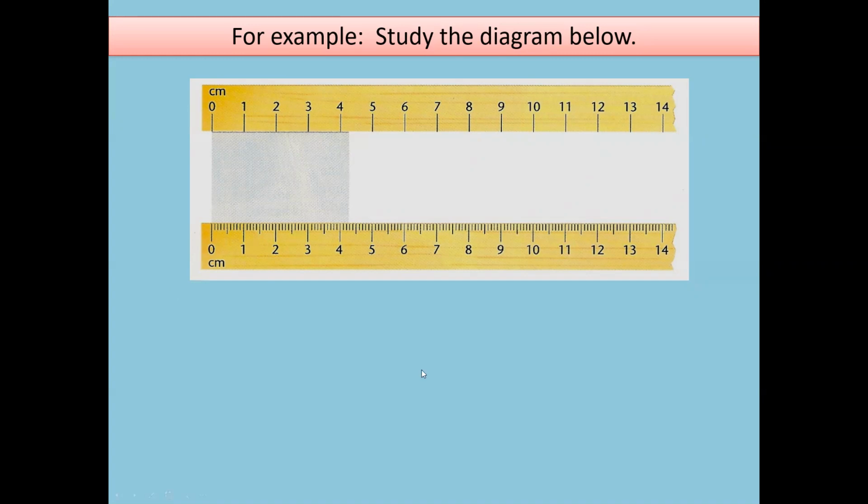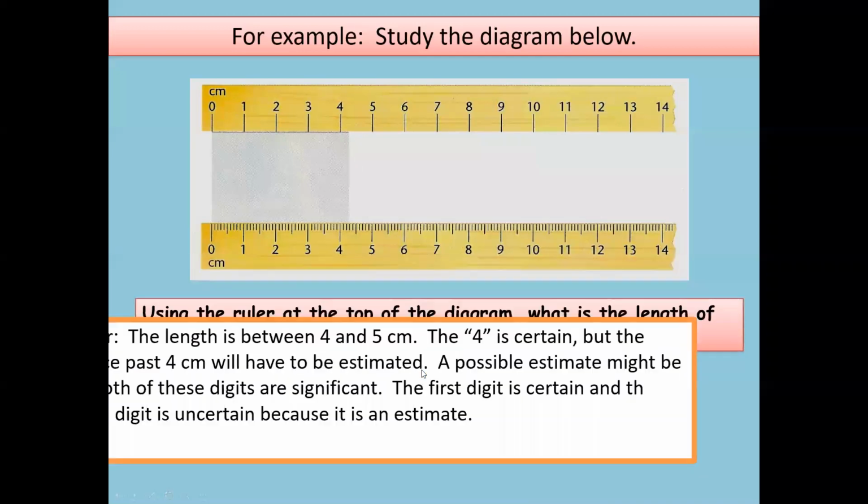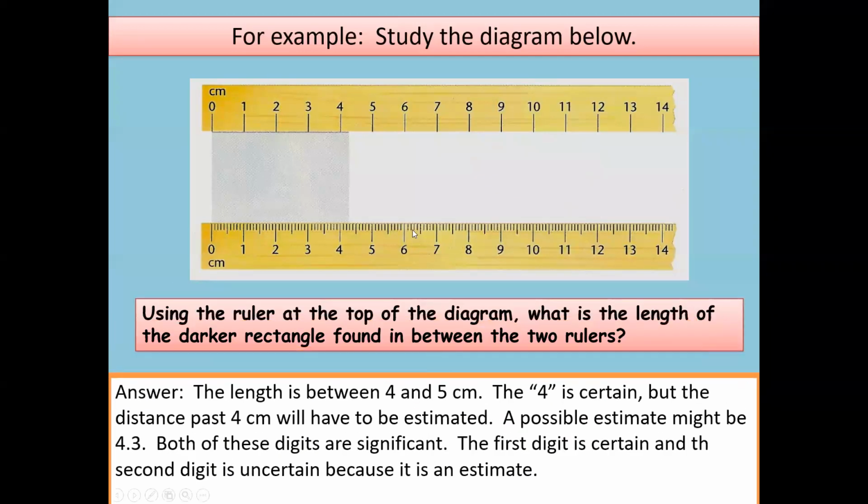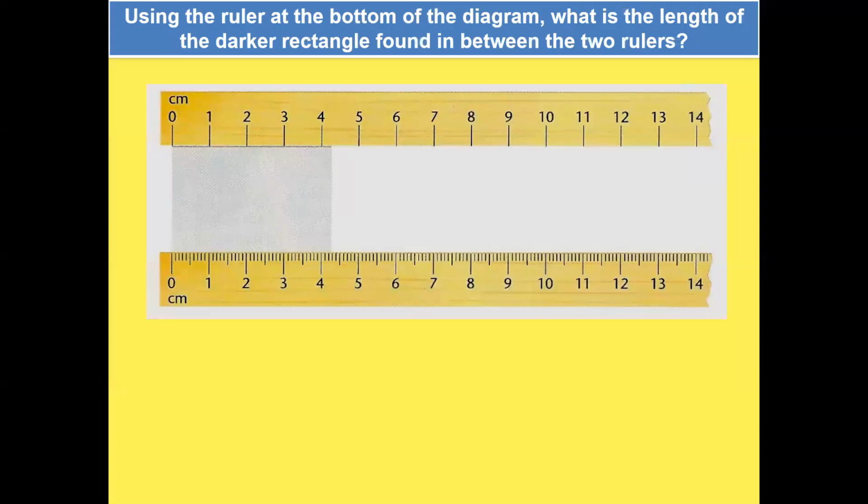So the length is between 4 and 5. The 4 is certain, and then past that we would do our estimation. In this case, we said 0.2, 0.3 they're saying, but both numbers would be considered significant. Just because the last number in a measurement is estimated does not mean that it's not significant.